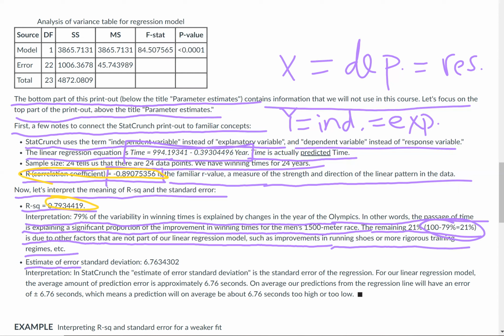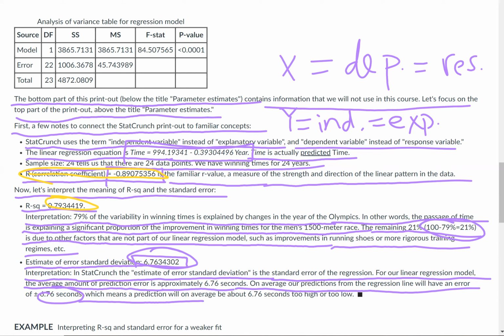Also, the estimate of error standard deviation was 6.7634302. In StatCrunch, this is the standard error of the regression. For our linear regression model, the average amount of prediction error is approximately 6.76 seconds. On average, our predictions from the regression line will have an error of about 6.76 seconds, which means that the Y values, the times, are about 6.76 away from the actual values on average.